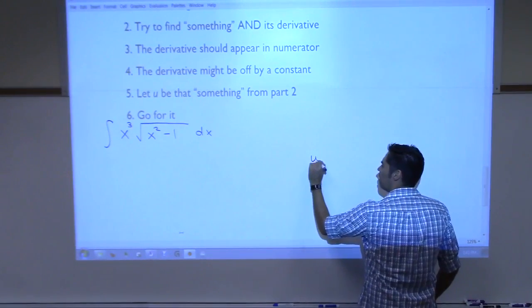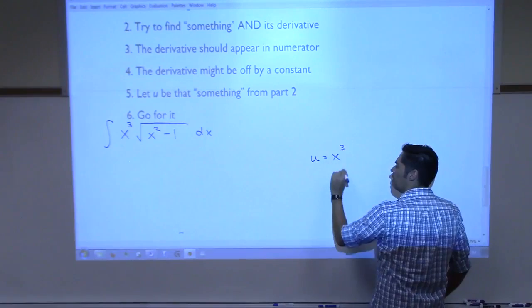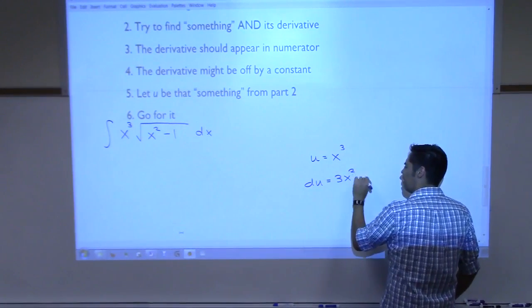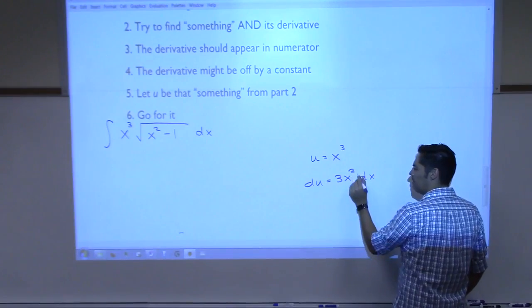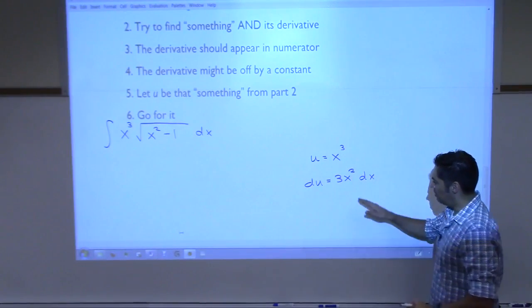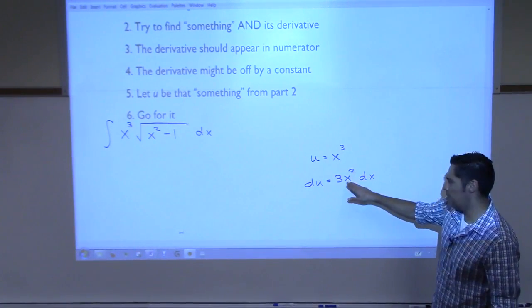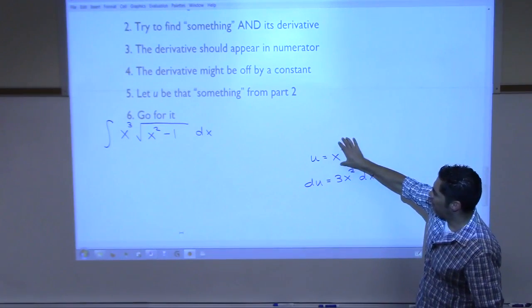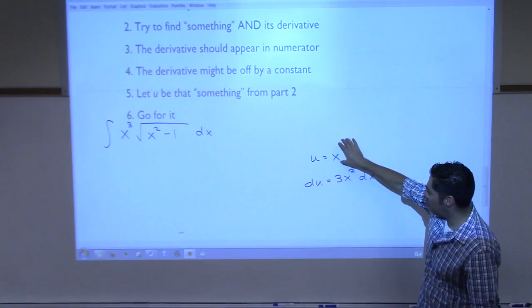I think you said let u be x cubed, because the derivative of this would be 3x squared, and then I'll tack that dx here, right? That's kind of what you're seeing. You're off a little bit, because you don't have 3x squared, you have x squared. But here's the something, and here's the derivative of that something.